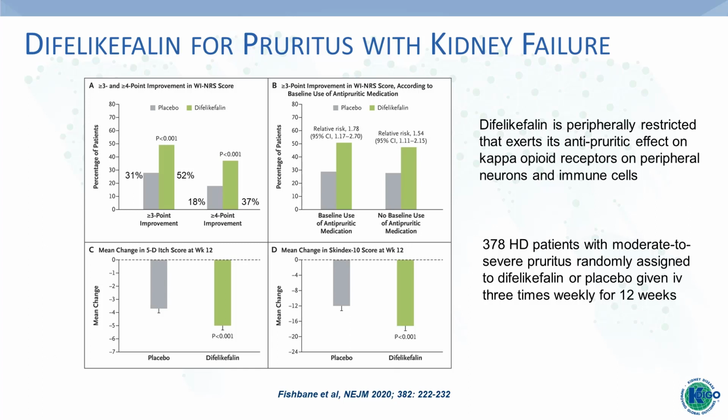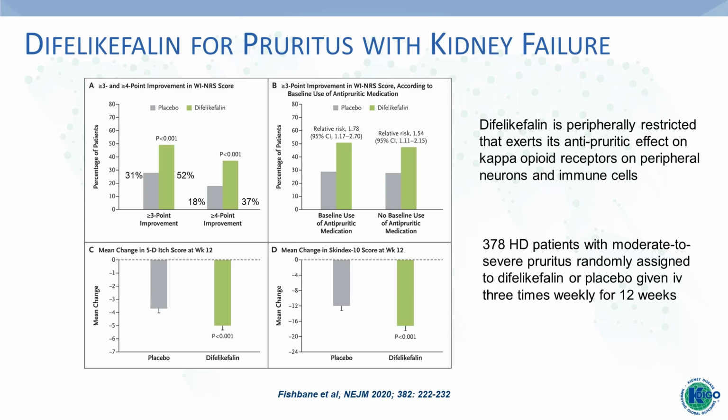If I can draw your attention to the upper left panel, which is the primary outcome measure, that was at least a 3-point reduction in the itch score. As you can see, 31% of people on placebo and 52% of people who got difelikefalin had an improvement in itching. The other panels show other ways of looking at the data, demonstrating similar greater efficacy of the active drug relative to placebo in reducing itching.